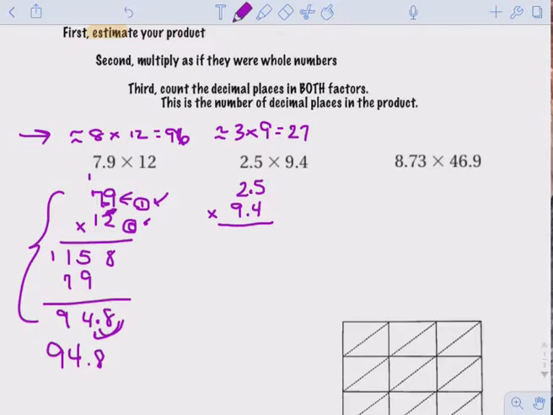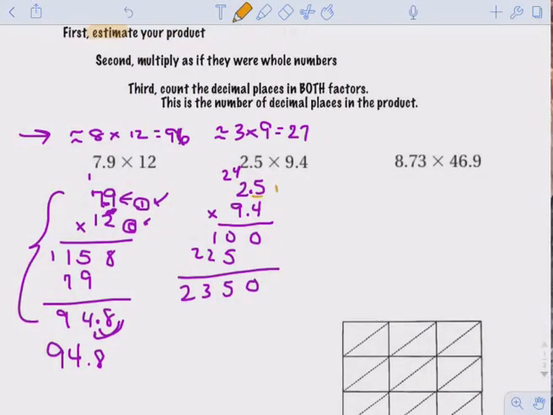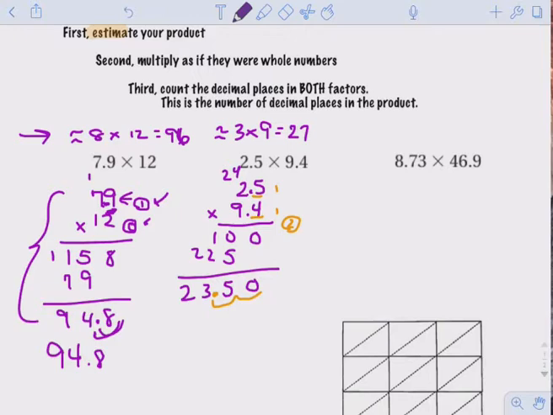And then 4 times 5 is 20. Carry the 2. 9 times 5 is 45. Carry the 4. 9 times 2 is 18, plus 4 is 22. 0, 5, 3, 2. Now, remember, we count the number of decimal places in both factors. Here we have one decimal place. Here we have one decimal place for a total of 2. So in our answer, we need to have 2 decimal places. So our product of 9.4 times 2.5 is 23.50.